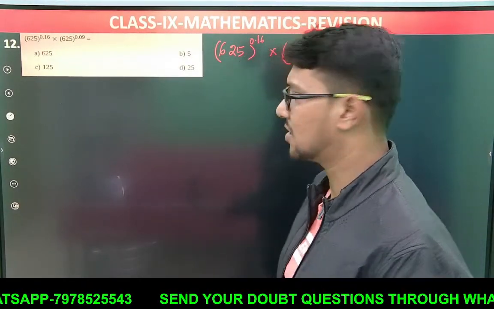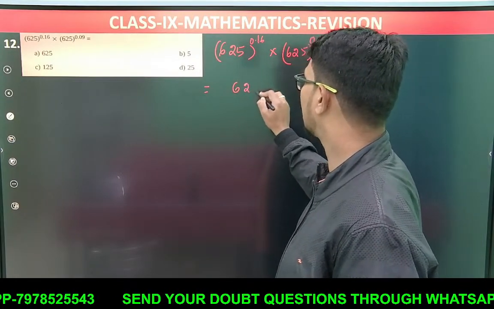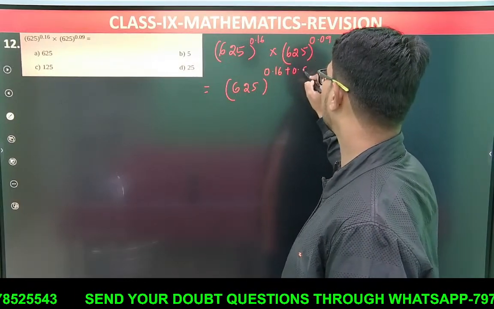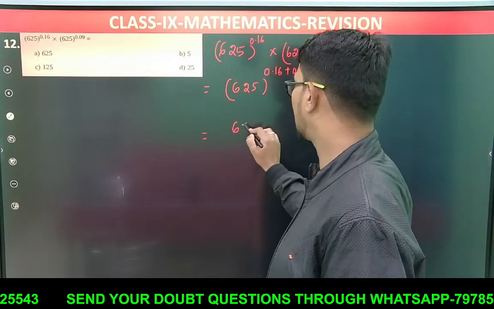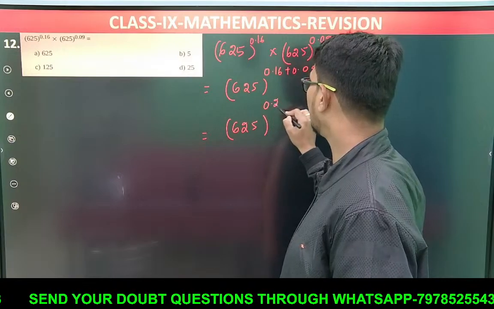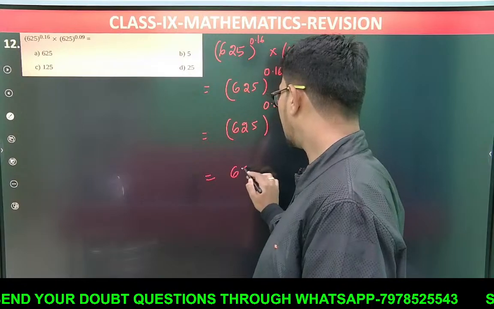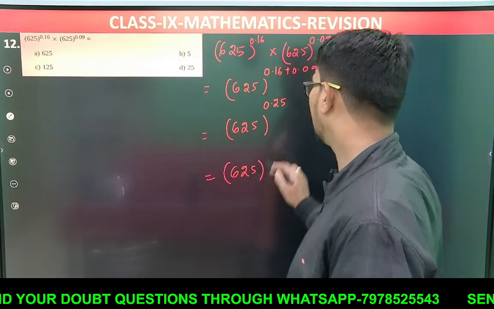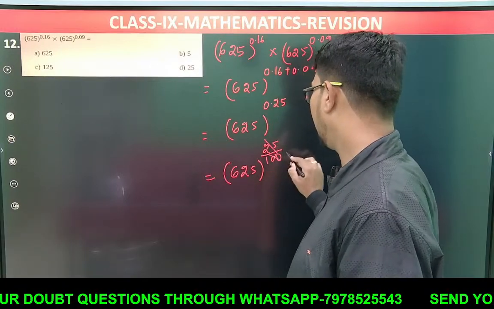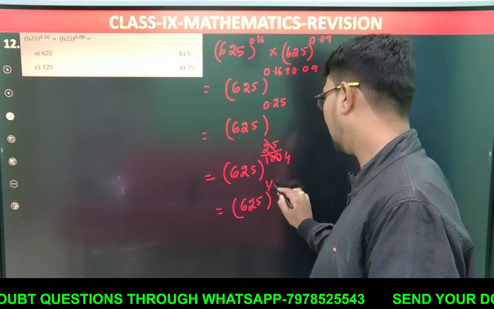It is actually from number system. So these two have the same base. Since they have the same base, we can write (6/25) to the power 0.16 plus 0.09, which will be (6/25) to the power 0.25. Let us find 0.25 as a fraction: 25 by 100, which is 1 by 4. So now (6/25) to the power 1 by 4.